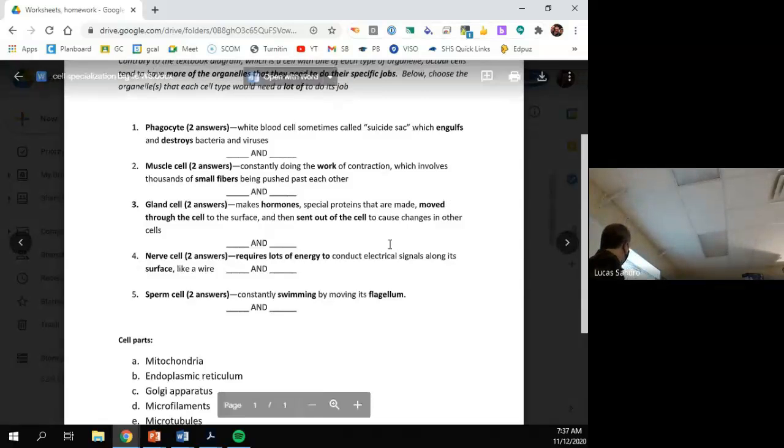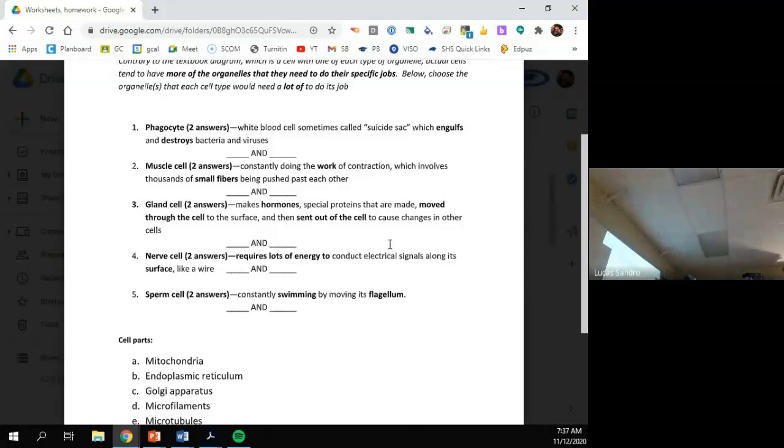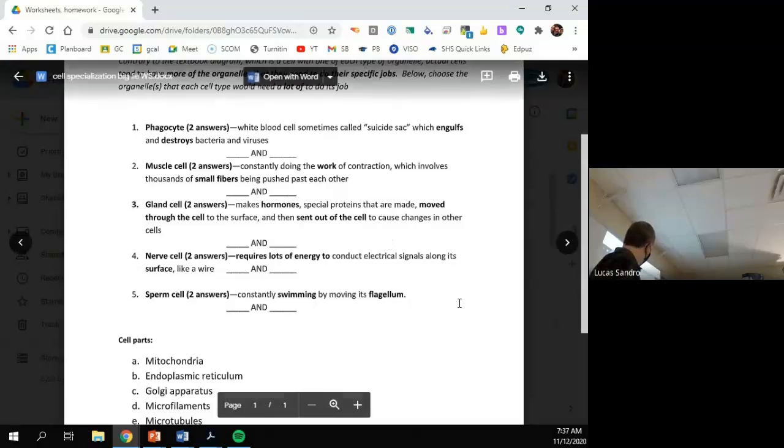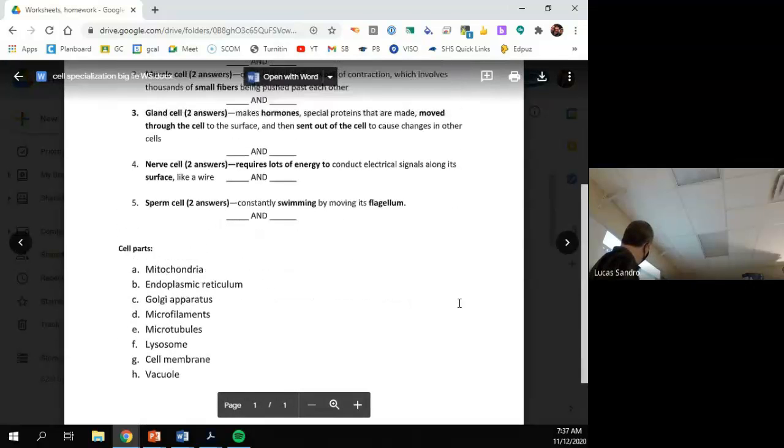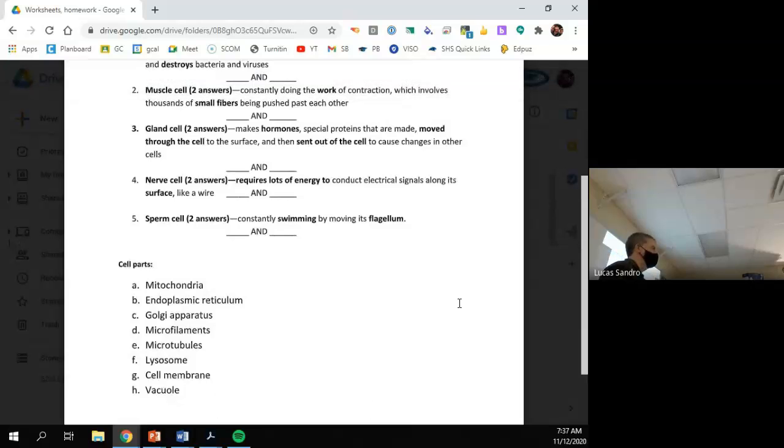Number 3, a gland cell makes hormones, which are special proteins, which are made and then moved through the cell to the surface and then sent out of the cell to cause changes in other cells. What do you think? How about making a protein? Which organelle is going to do that? Armani. Not the vacuole, doesn't make protein, right? No? Golgi apparatus is correct for the sending it out of the cell.